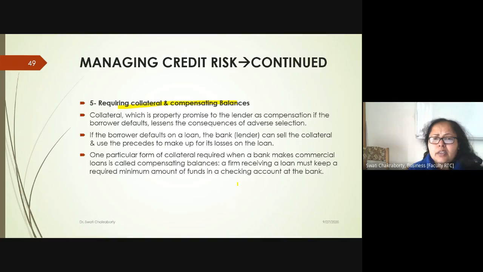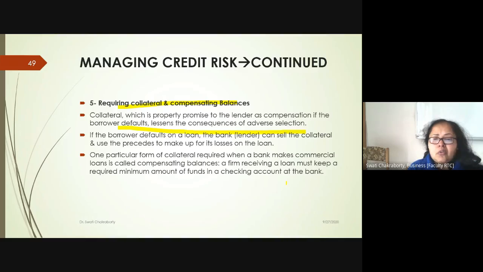Collateral is property promised to the lender as compensation if the borrower defaults. That actually lessens adverse selection. If the borrower defaults on the loan, the bank can sell that collateral and use it to make up for the loss of the loan.